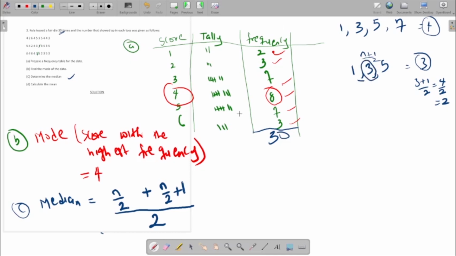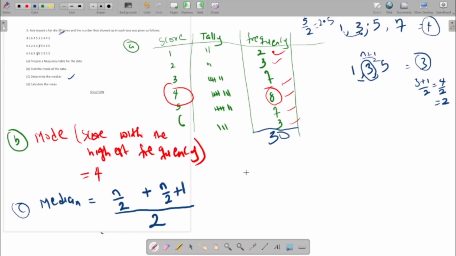But if you want to try the same with this one we have here, you have 4 plus 1, that is 5 divided by 2, and using this formula I put here, you get 2.5. That is, between the 2nd and 3rd values. But can you easily get 2.5? That is not easy to get.